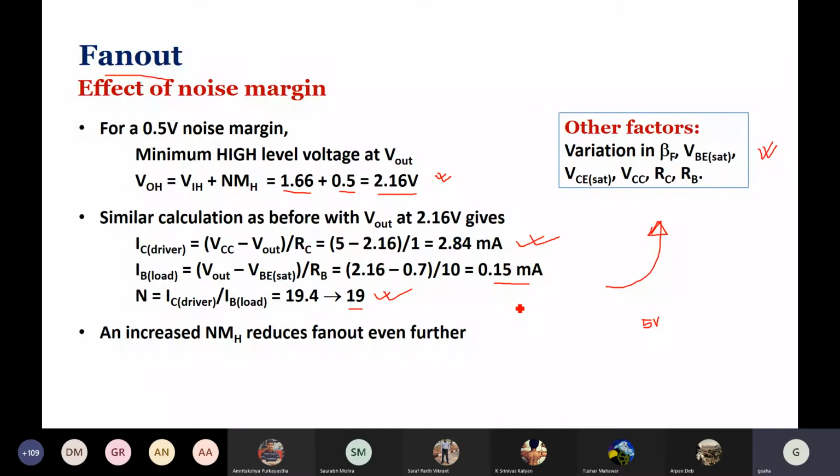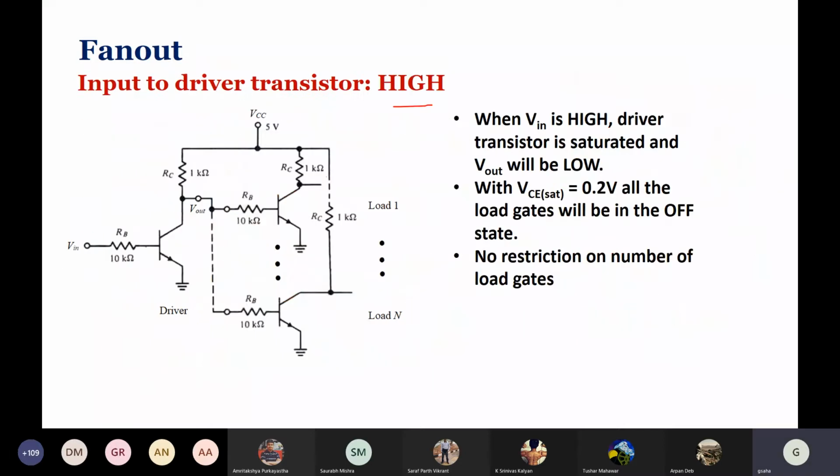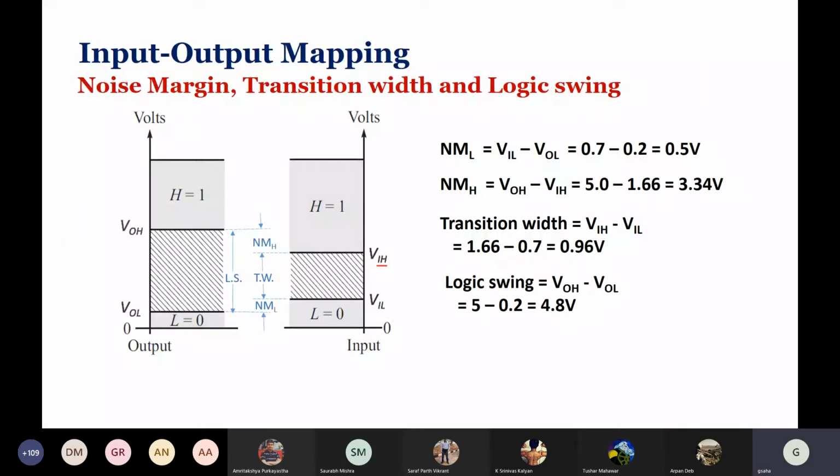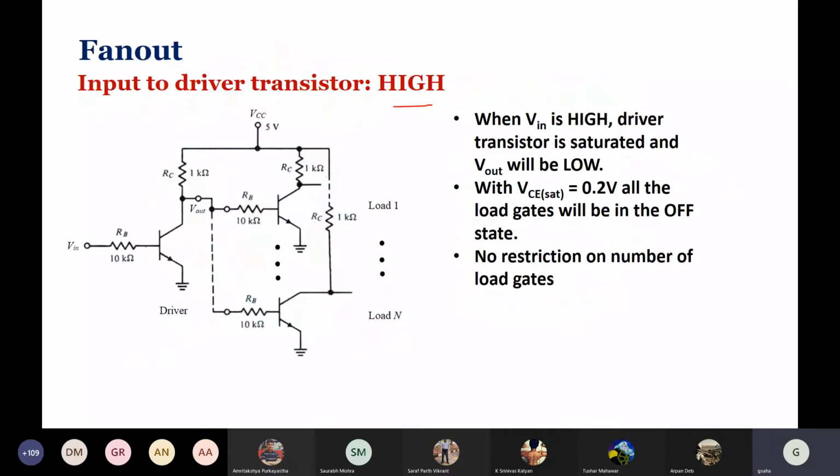Okay, so if you look at the data sheet, you will see definitions like transition width, logic swing, noise margin, and fan out. So this is another important thing. Fan in is less important, but in some cases it can also become important, that is, how many devices you can connect at the input. That part we shall discuss later.